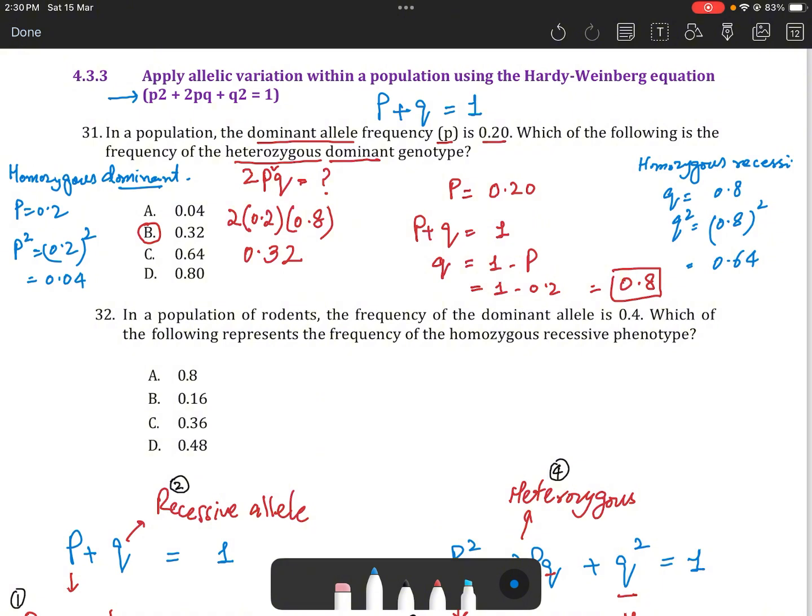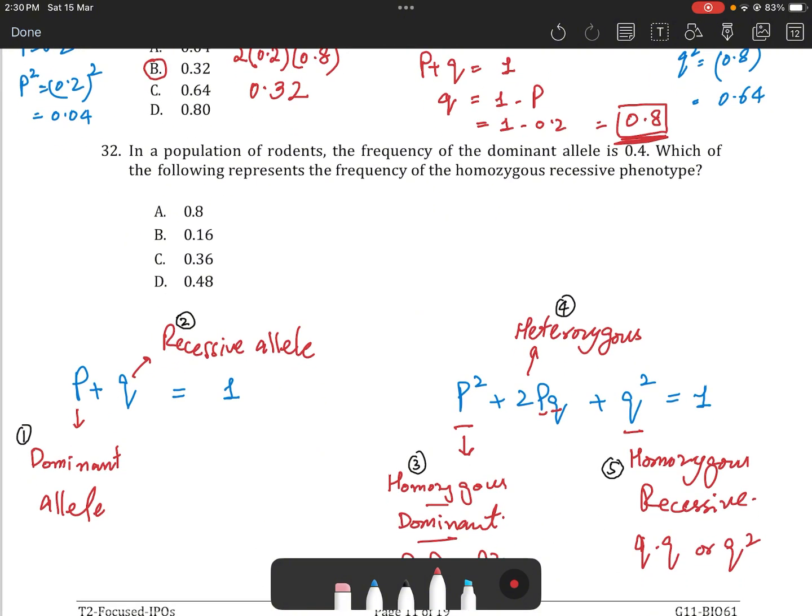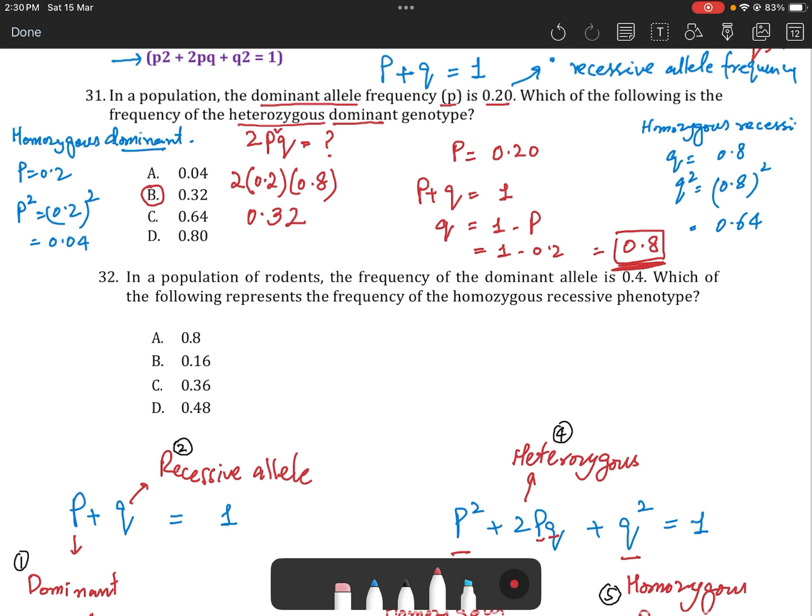And if they just ask, in a population, the dominant allele frequency is this, and they want you to find the recessive allele frequency, it means they want you to find q. So just find q here, and that will be the answer. So in one question you have all the options. Keeping in mind what we did, we will apply the same now in question 32.